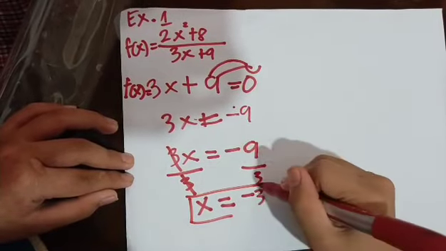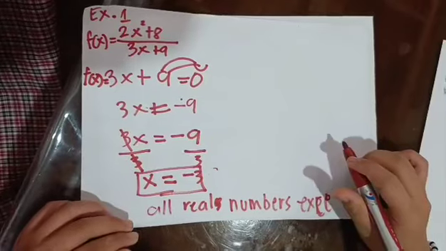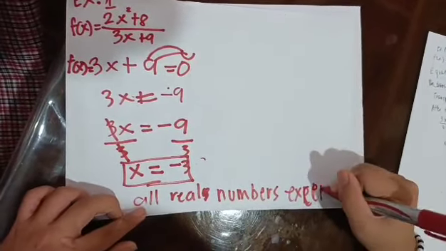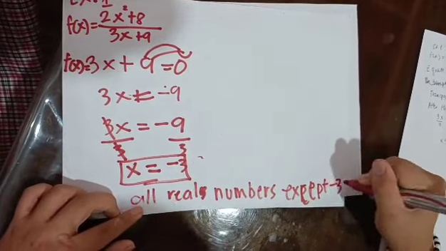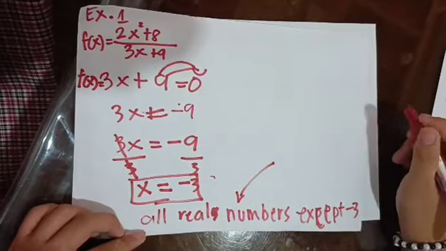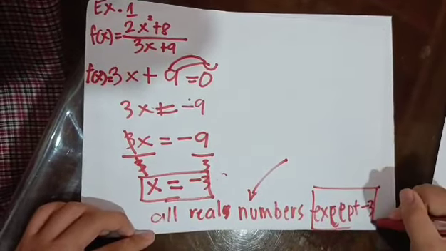So here is your final answer. After that, of course, do not forget to conclude the domain, which is all real numbers except negative 3. So your domain is this: all real numbers except negative 3.